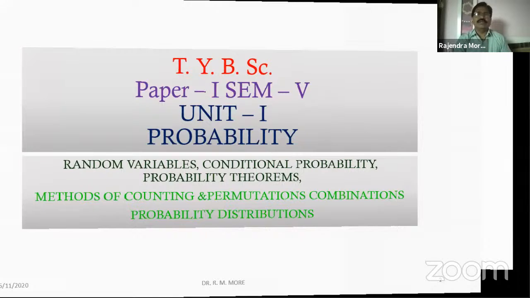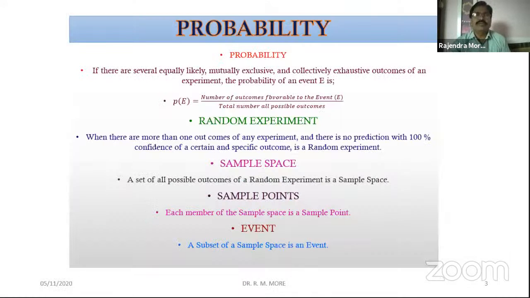Let us start with the basic fundamental things. What do I mean by probability? If there are several equally likely, mutually exclusive, and collectively exhaustive outcomes of an experiment, the probability of an event E is given by the number of outcomes favorable to the event divided by the total number of possible outcomes. This is a well-known definition. Students might have seen a few slides initially, but still we are going to just warm up. So these are the fundamental things.